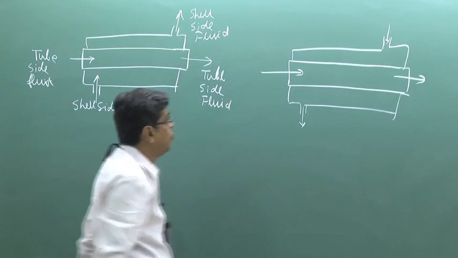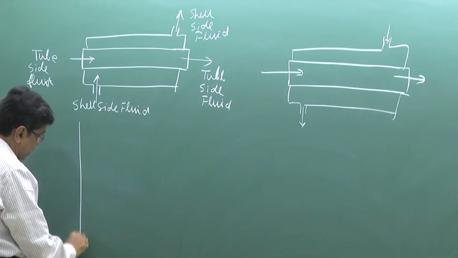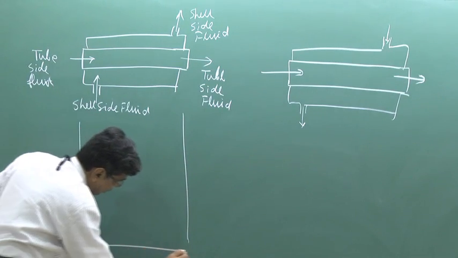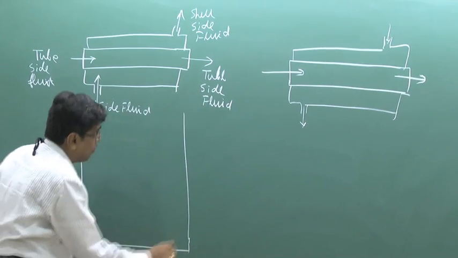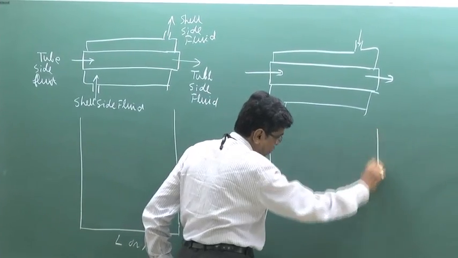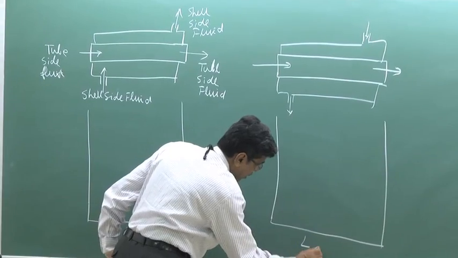Now, the temperature diagram along the length of the tube. If you see length or area, whatever way you think of it, area is better because ultimately you will deal with the area for heat exchange, L or A.